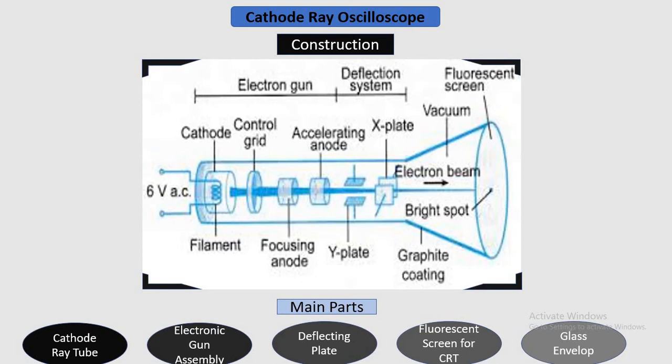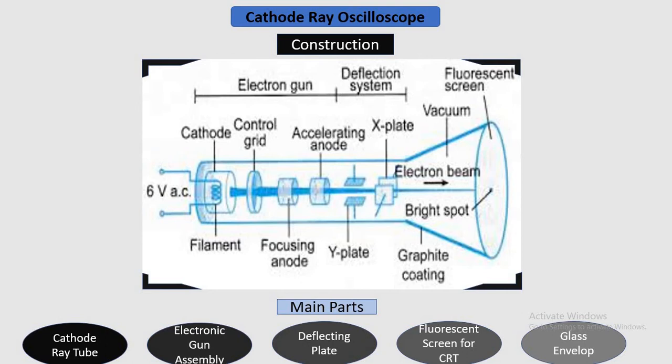The cathode ray tube mainly consists of the electron gun, which is shown here, and the electrostatic deflection plates, that is vertical plates and horizontal plates. Those are shown in the figure. The electron gun produces a focused beam of electrons which is accelerated to high velocity.